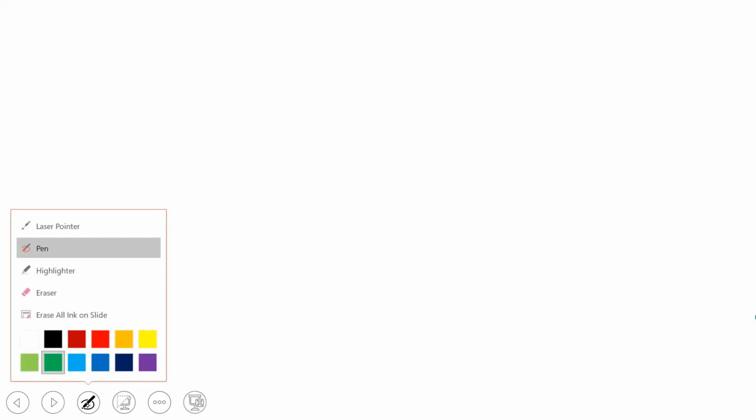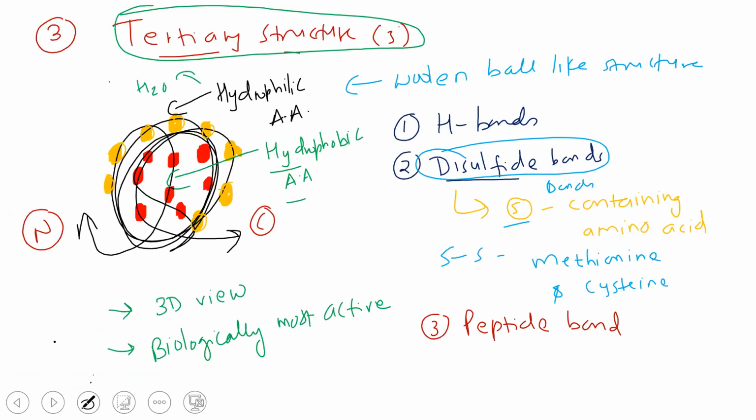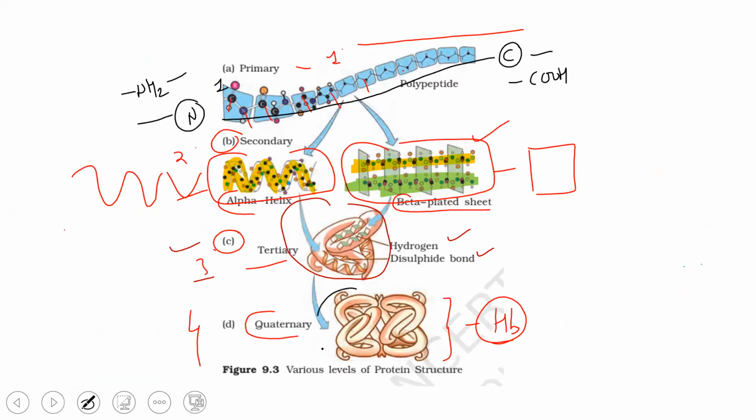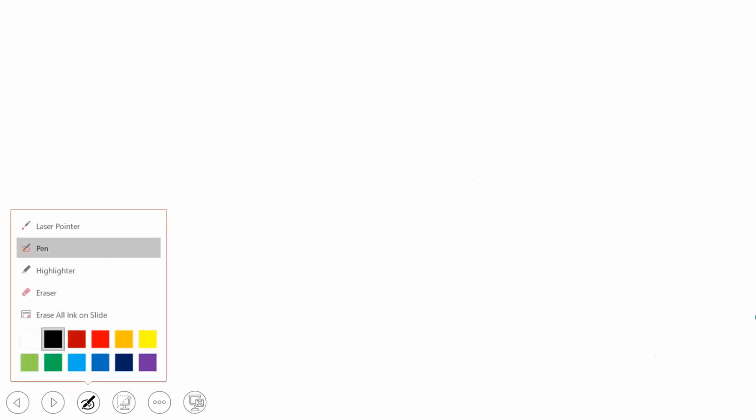Anyways, now we are talking about the next one, the quaternary structure. As you know, the quaternary is formed mainly by a combination of two tertiary structures. This is what we are talking about, the quaternary. The fourth one is what we call the quaternary structure.